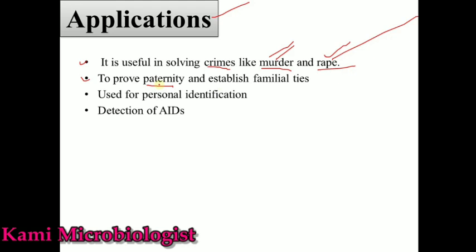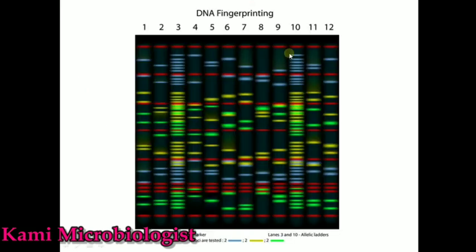Paternity problem means that, let's suppose there is an issue in the family about a baby and everyone is fighting, someone says this is my baby, someone says this is my baby. To solve this problem, we perform DNA fingerprinting or a DNA test. Through this test, we can easily identify who the parents of this baby are. It can also be used for personal identification, and also to identify a disease which we can say is AIDS. Now how? There is a question that arises in our mind: how?